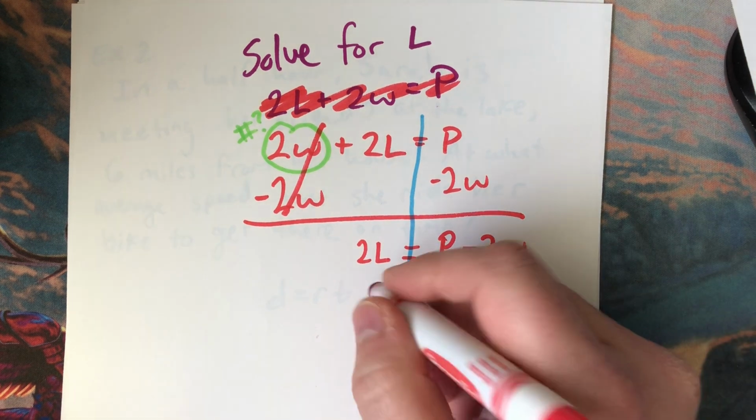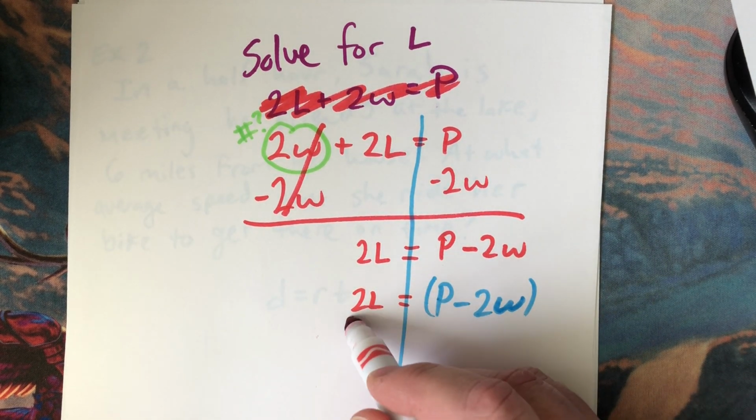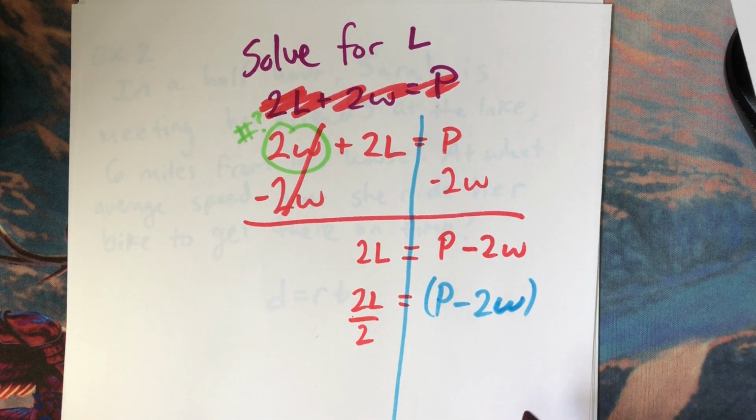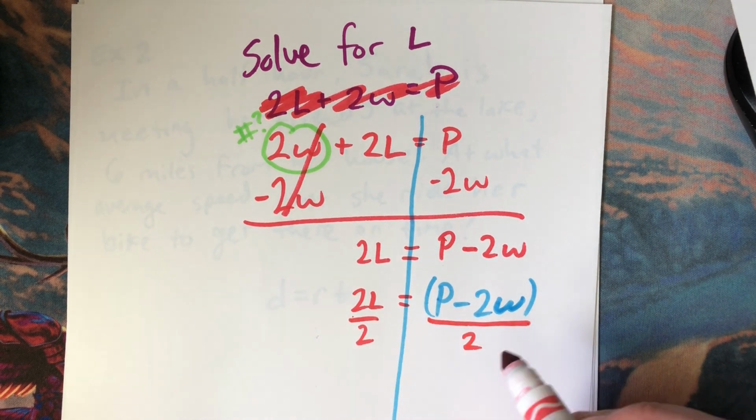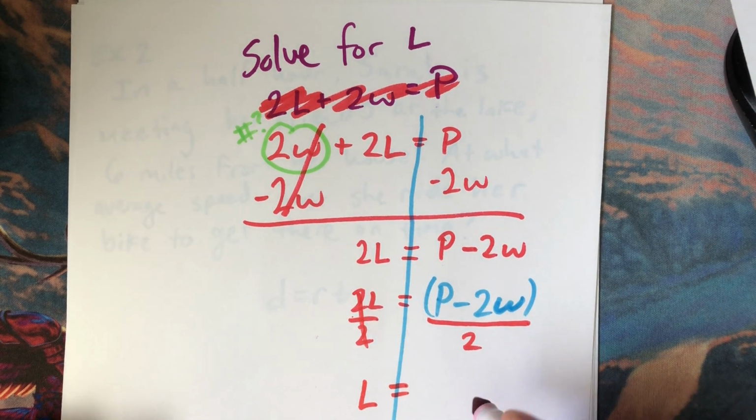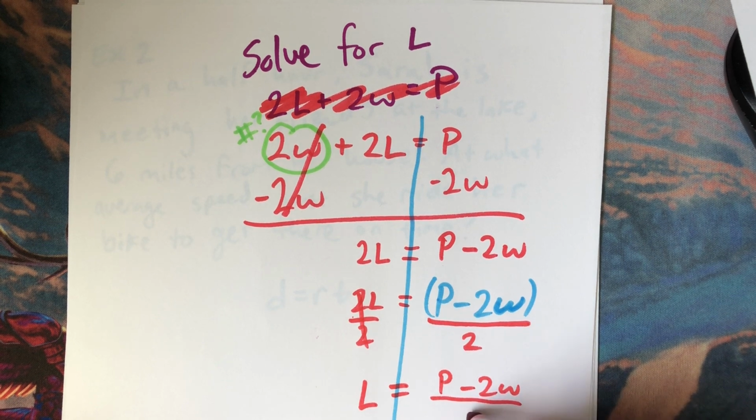And how did I get L by itself after that? Well, after that, we just said we'll divide by 2. I'm going to take this number and divide by 2, right? So it's the whole number. I'm going to divide the whole number by 2. And so we can say L is equal to, it looks really funky, P minus 2W all over 2.